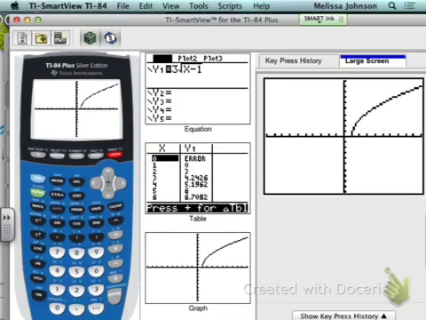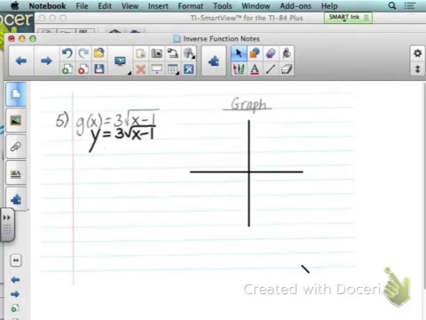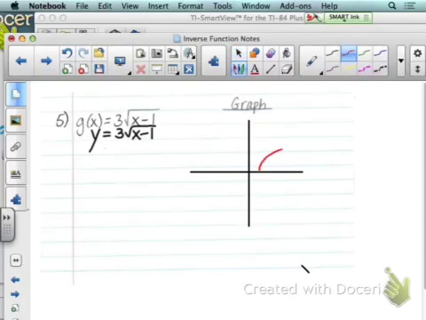Now notice we get something similar, but we only get half of it. So that's that positive side of the graph I was just talking about. So here we're going to draw, starting at this point, your graph. If you do a horizontal line test on this, the inverse is a function.